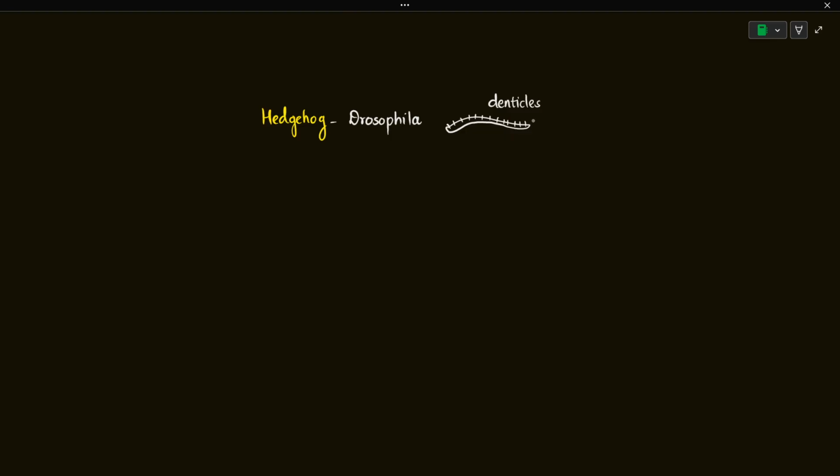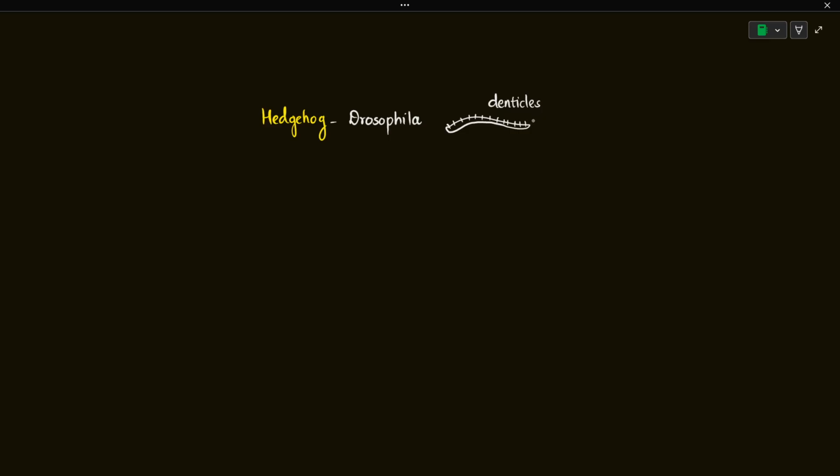So it resembled a hedgehog a lot, and that's why this protein was named hedgehog, because the mutation in the hedgehog gene, which encodes this hedgehog protein, resulted in the development of spiky processes over the cuticle, over the surface of the larva of the fruit fly, and that is why this protein was named hedgehog protein.